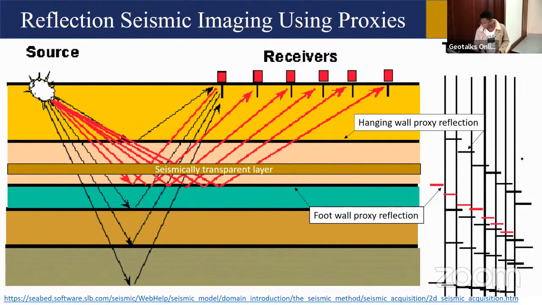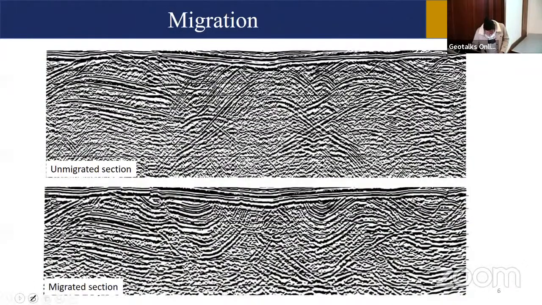And now this is an example of recorded traces for a wave field that propagated through this example of subsurface lithologies. Now, because we're already imaging these horizons that hold mineralization using proxy reflections, we would like to get a subsurface image that resembles the true geology of the subsurface as accurately as possible.